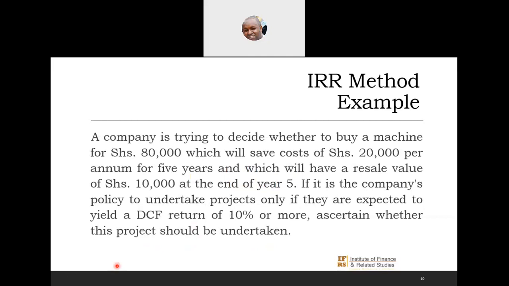Let's look at an illustration. Take a minute to go through the question.